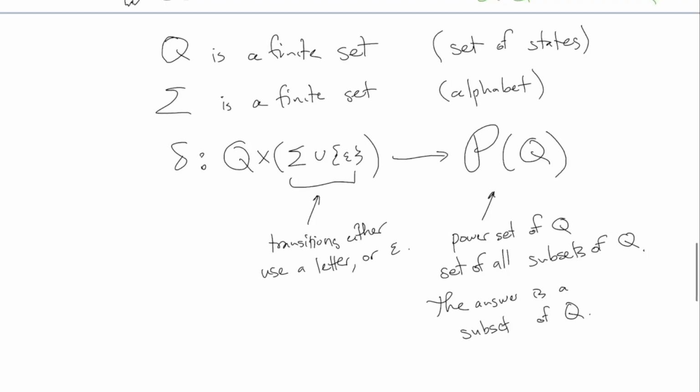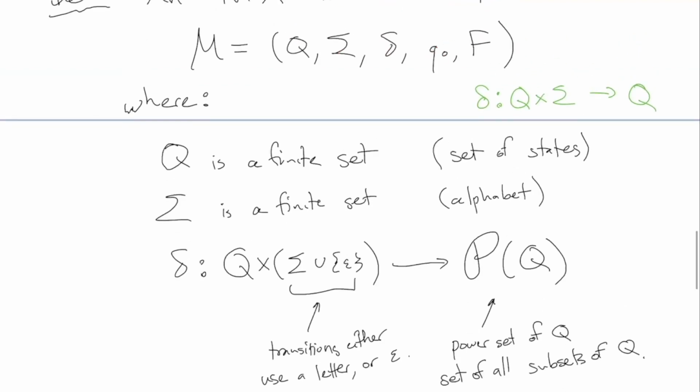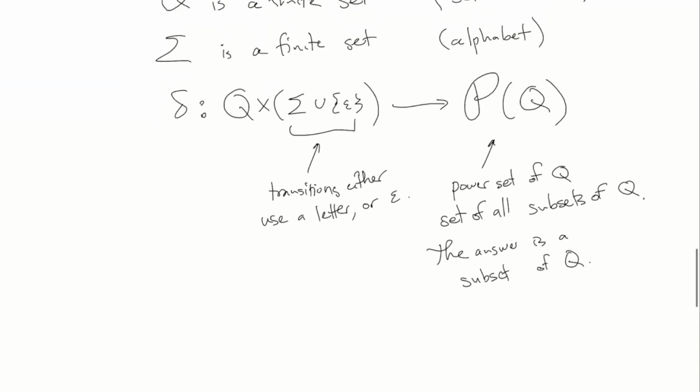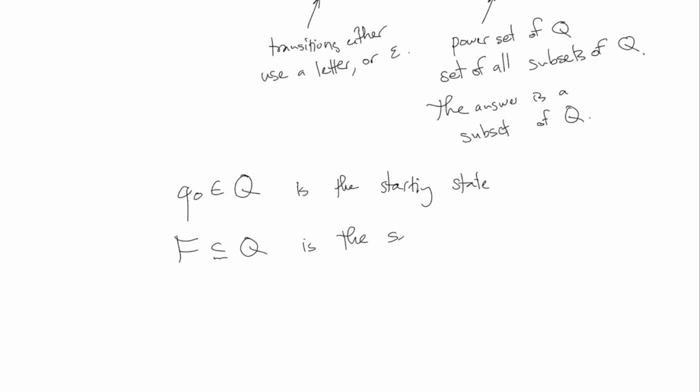Can we just, for the sake of completeness, describe the other two ingredients? So we said the Q, the sigma, the delta. What about the Q naught and the F? They are what you think they are. Just like in the DFA, the Q naught is the starting state, and the F is the set of accepting states. So just to finish it off, Q naught, technically, is just an element of Q. This is the starting state. And then F is a subset of Q, and this is the set of accepting states.